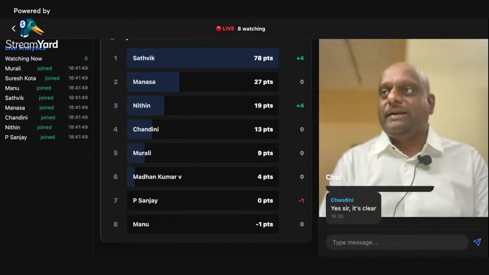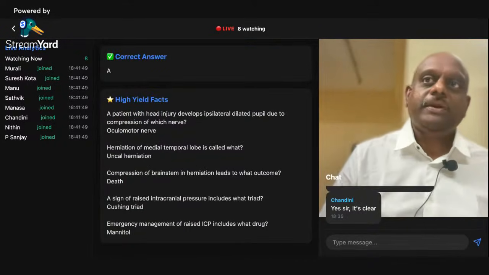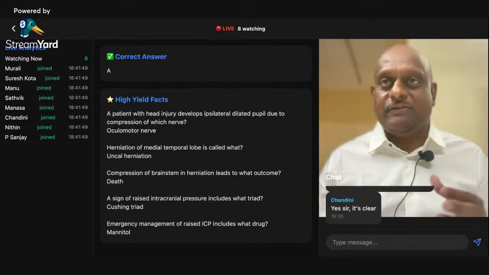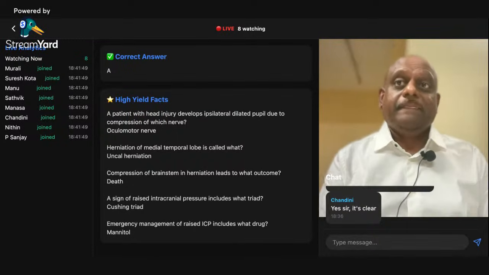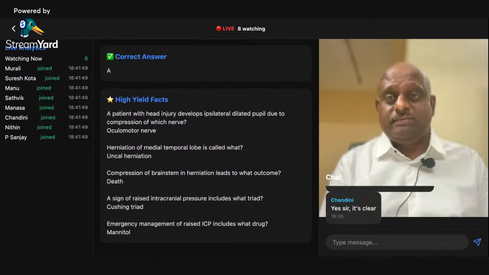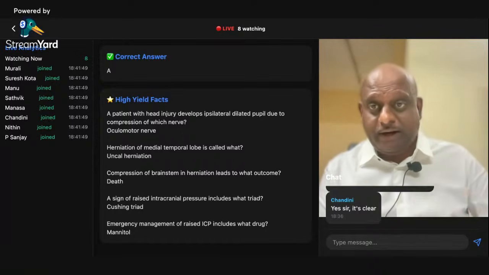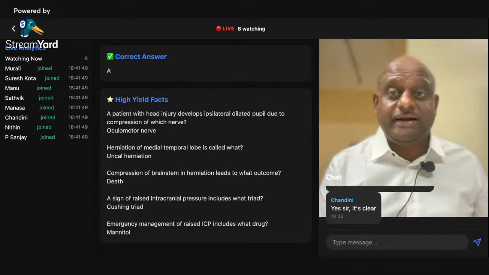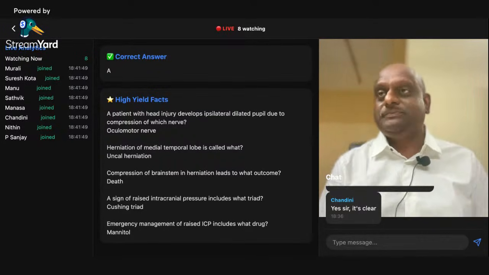Satvik, Nitin correctly answered it. Yes, doctor. So whenever head injury is there, ipsilateral dilated pupil, you should think of the compression of the oculomotor nerve. And if the compression of the brainstem is not aggressively managed, unless you bring down the ICT, it can lead to death, because all the key centers are located in the brainstem, is what you need to remember.